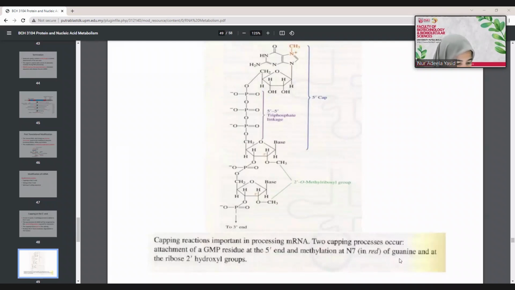Two capping processes occur. You can have a look at this diagram. Attachment of a GMP residue at the 5' end and methylation at N7 of guanine and at the ribose. It occurs at the beginning of the RNA transcript, at the 5' end. Capping by GMP residues.